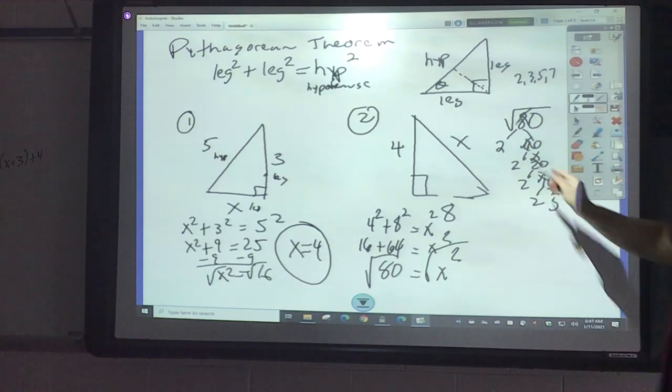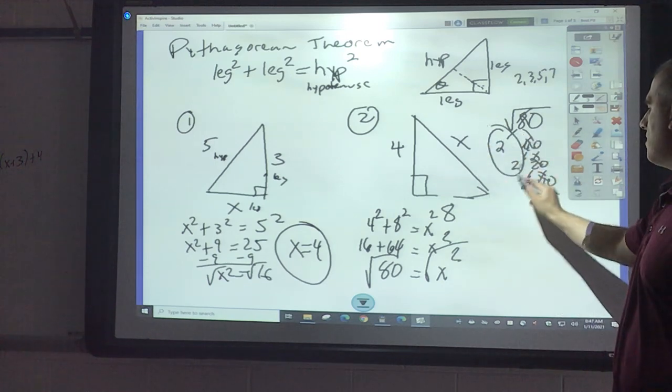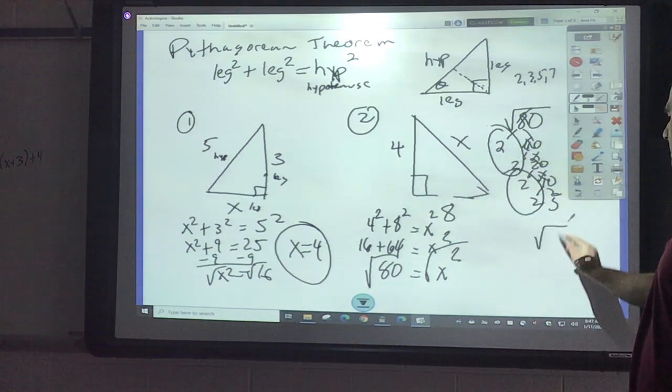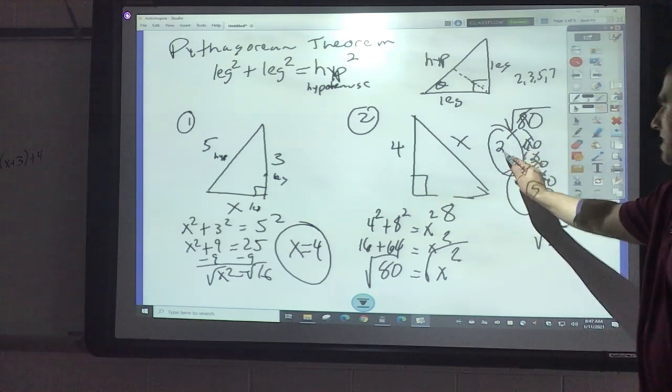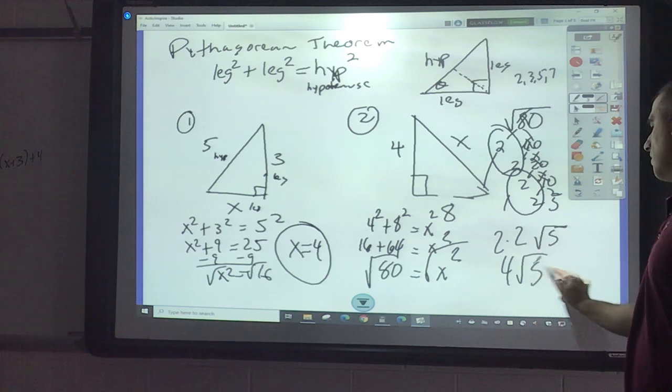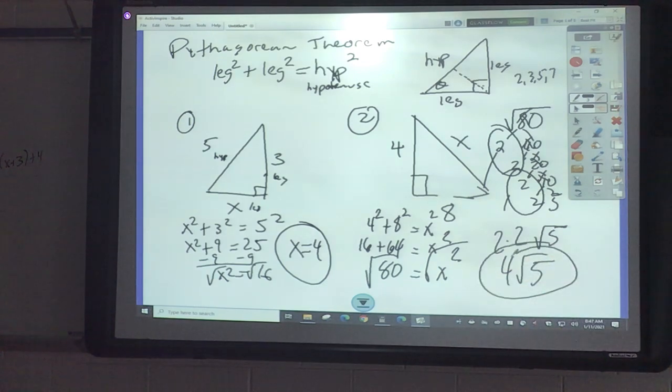If it's a square root, I'm looking for pairs. So here's a pair, here's a pair. My leftover here is 5. That goes on the inside. I take 1 out of each of these, so 2 times 2, so that would be 4 square root of 5. We should all know how to do that from Algebra 1 and Algebra 2. So that's what that part equals.